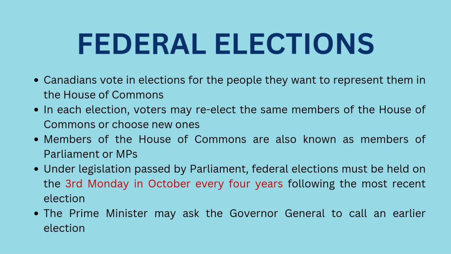Under legislation passed by Parliament, federal elections must be held on the third Monday in October every 4 years following the most recent election. The Prime Minister may ask the Governor-General to call an earlier election.